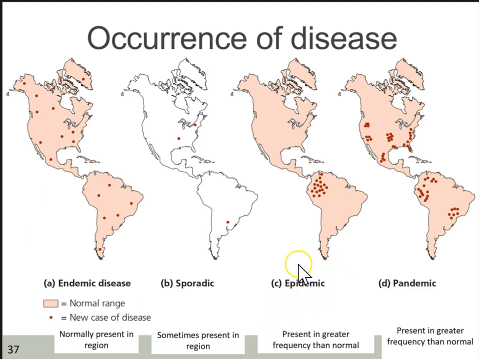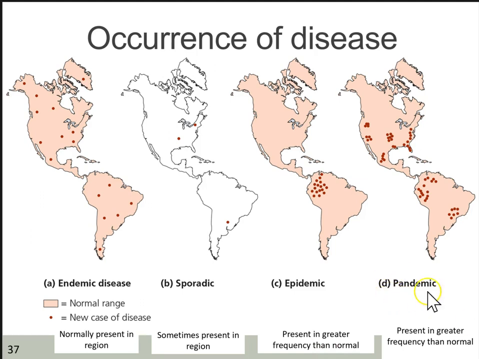Then there are epidemics. Epidemics are diseases that are present in one part of the world in greater frequency than normal. So, for example, there may be outbreaks of salmonella or outbreaks of cryptosporidium in a particular region. It only occurs in that particular region, and it's an increase in the number of cases much greater than what would normally be found. But it's specific to one region, usually within one city or one country.